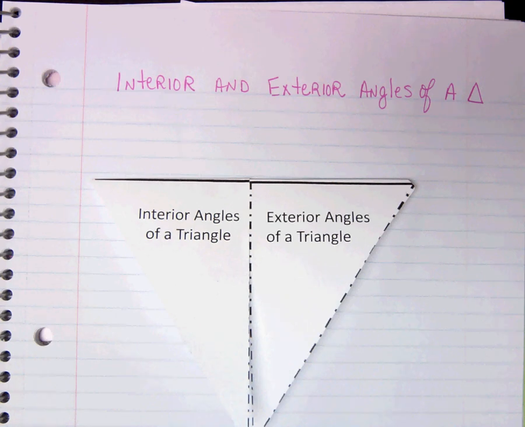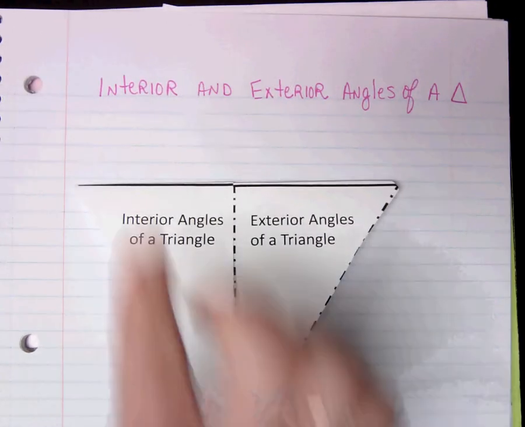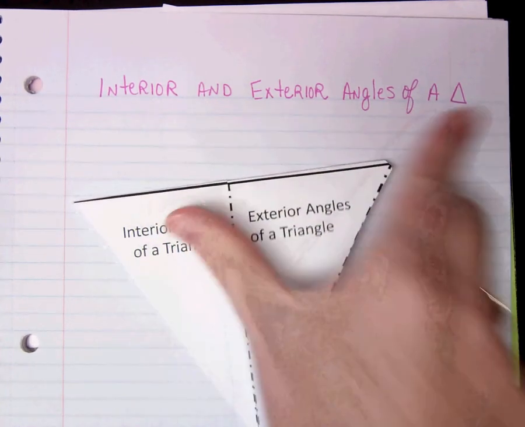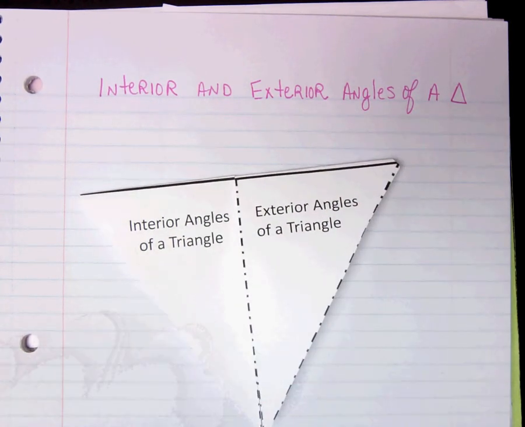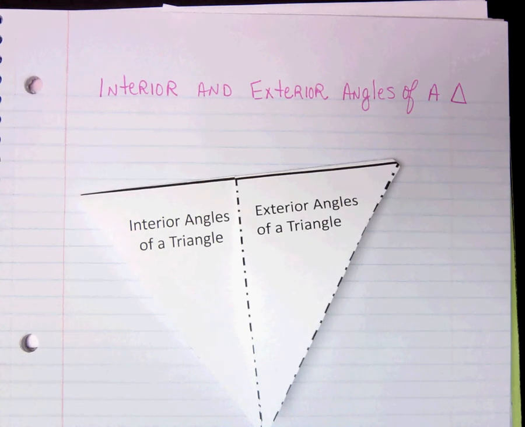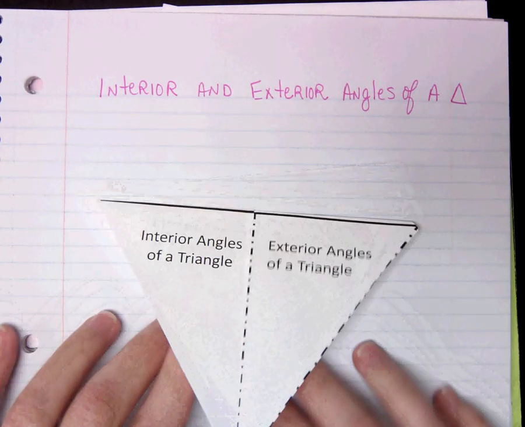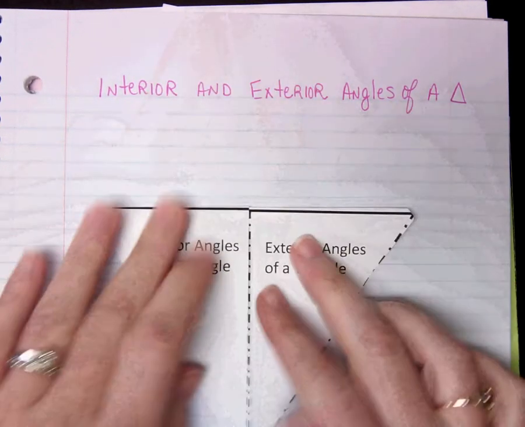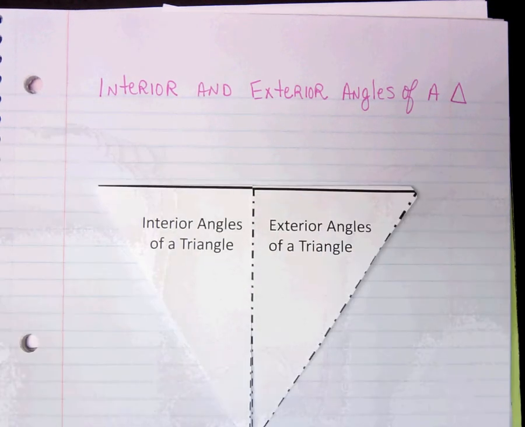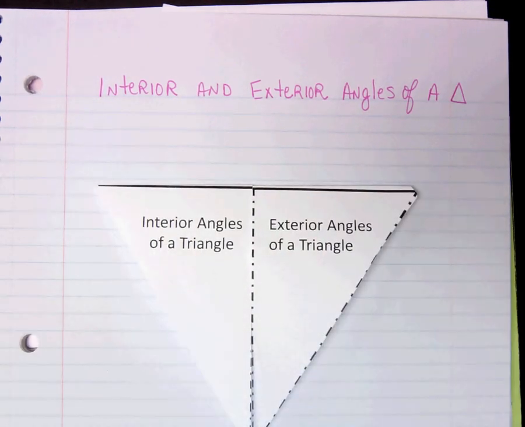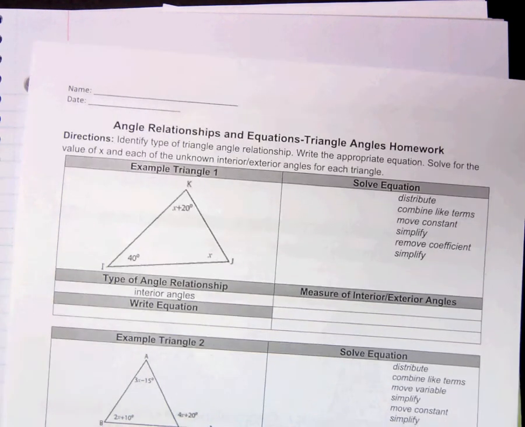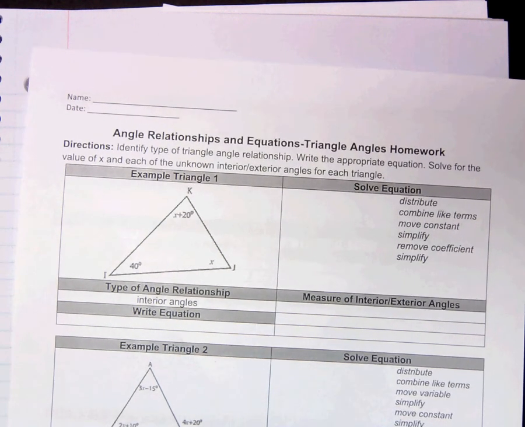Okay, in this lesson, we're going to learn about interior and exterior angles of a triangle. And so in your notebook, I would like you to title your notes so that we know exactly what it is we're talking about on this page. And then you have this nice, cool foldable that I've made for you where we're going to put some definitions. And then when we get done with that, we're going to look at this sheet right here.